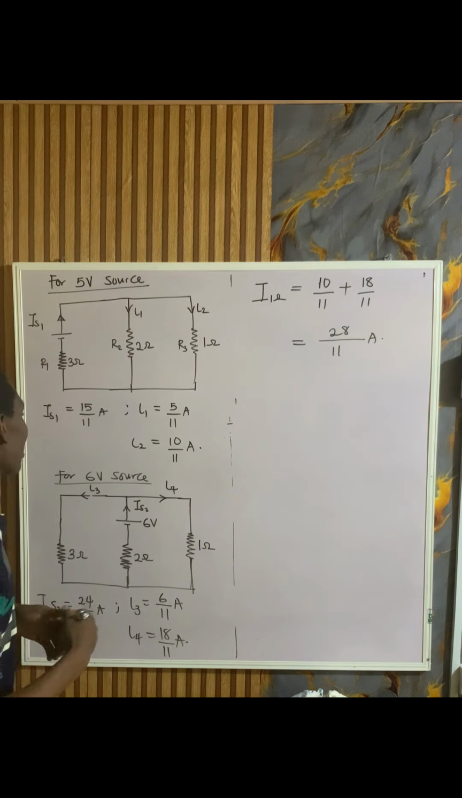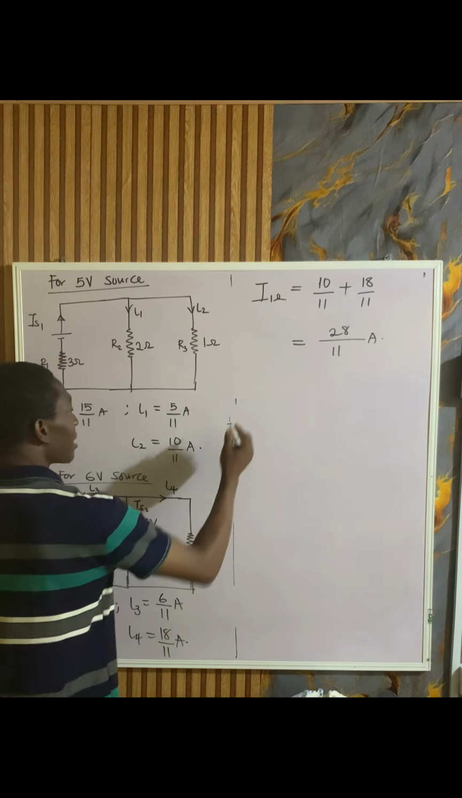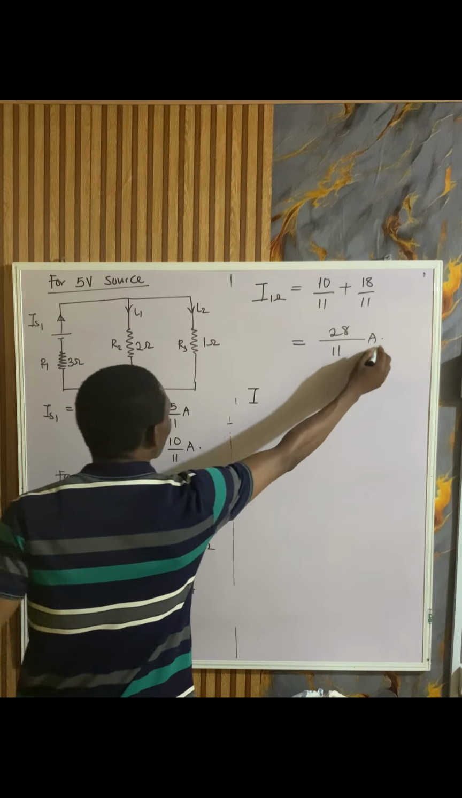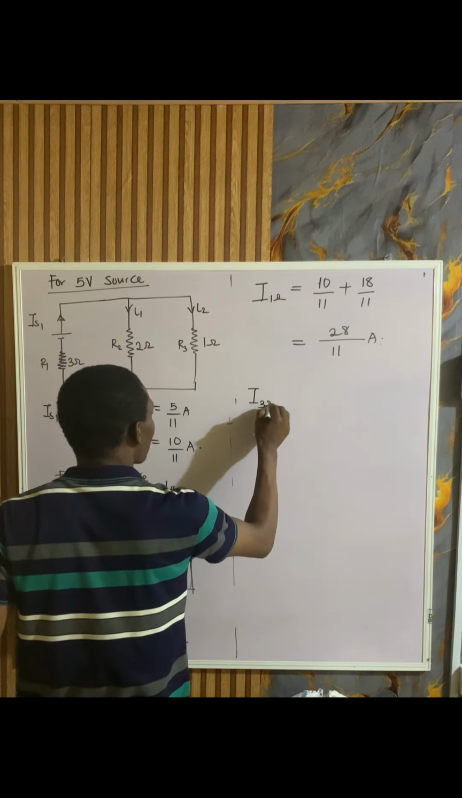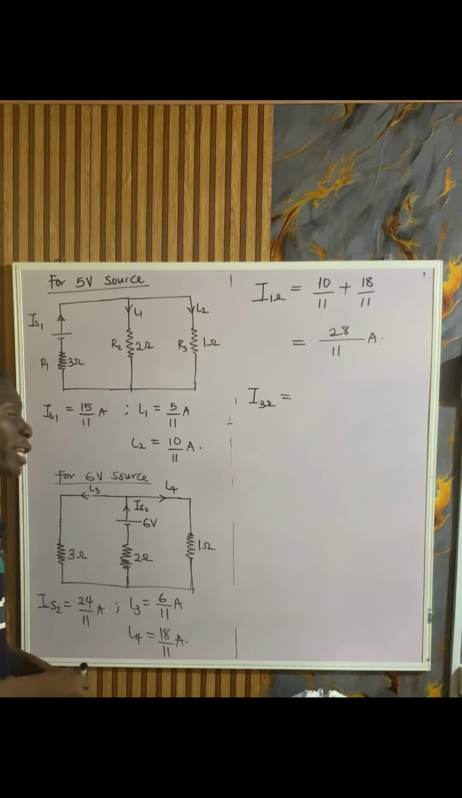If I was to calculate current flowing through, for instance, the 3 ohm resistor, we're not asked this. I'm done with the question actually, but I want to illustrate something here. If I have to get current flowing through the 3 ohm resistor, which is this one now, for the first one, what was the value? That's I source 1, which is what flows through this 3 ohm resistor, and the value is 15/11 ampere. Now, what's the current flowing through it as a result of the 6 volt source? It is I3, and that I3 is 6/11.